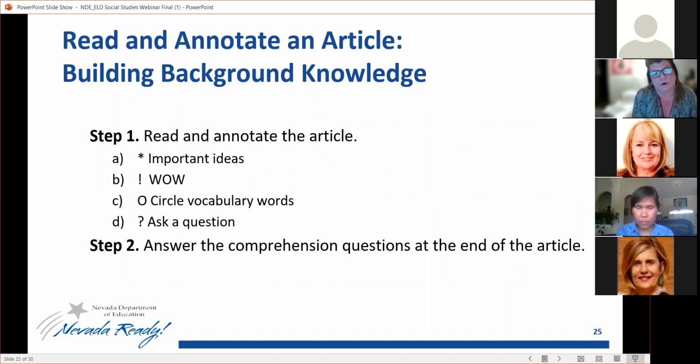So you would give them an article and have them star the important ideas, give an exclamation point for a wow, circle vocabulary words that they either know or don't know or both, and put a question mark for what they don't understand or if that could have been a misconception. At the end, they would answer the comprehension questions on their own before they discussed it with their partner. Next slide.